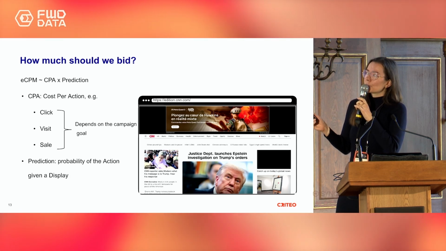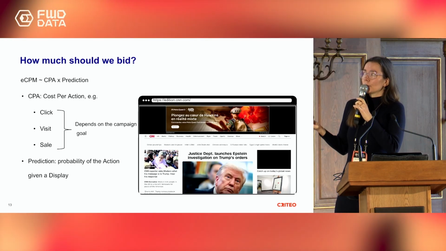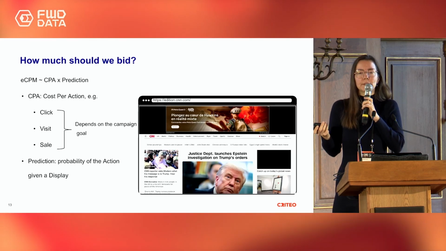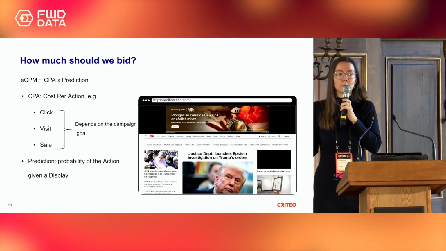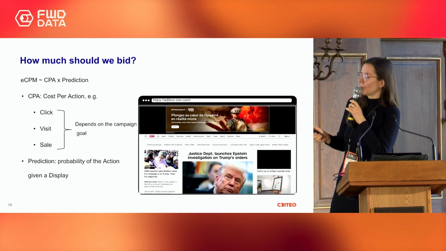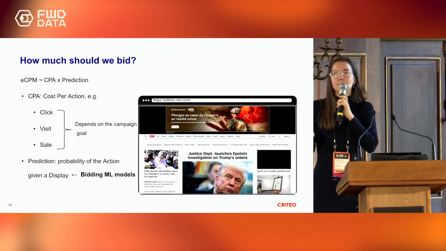And finally, the prediction. This is the part that is interesting to me because that comes from machine learning models. This is the probability of the action given a display. So given that we do win the auction and we get the display, what is the probability that a desired action is going to take place? Yep, that's where the bidding machine learning models come in.